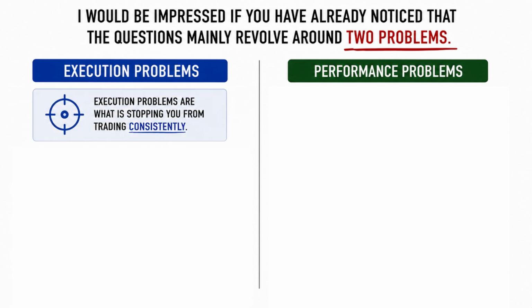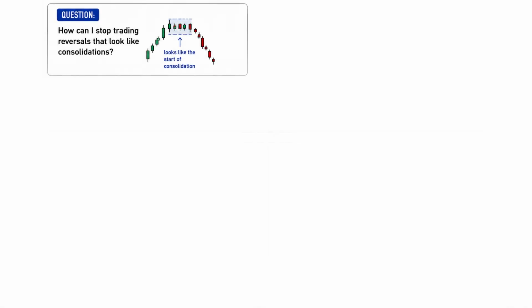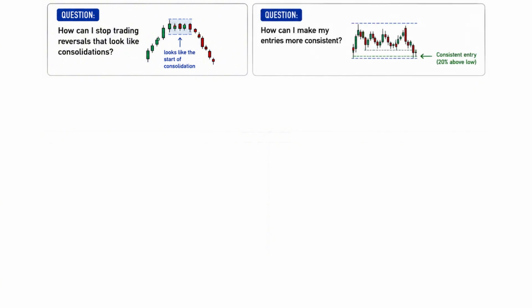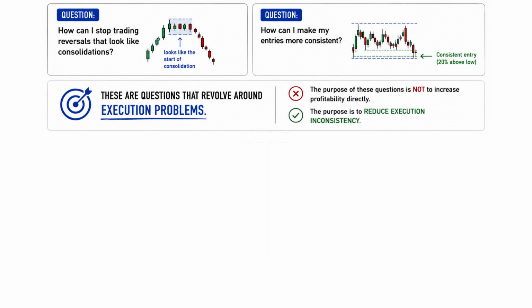Execution problems are what is stopping you from trading consistently. Performance problems are what is stopping your edge from reaching its fullest potential. Question: how can I stop trading reversals that look like consolidation? Question: how can I make my entries more consistent? These are questions that revolve around execution problems. The purpose of these questions is not to increase profitability directly. The purpose is to reduce execution inconsistency.